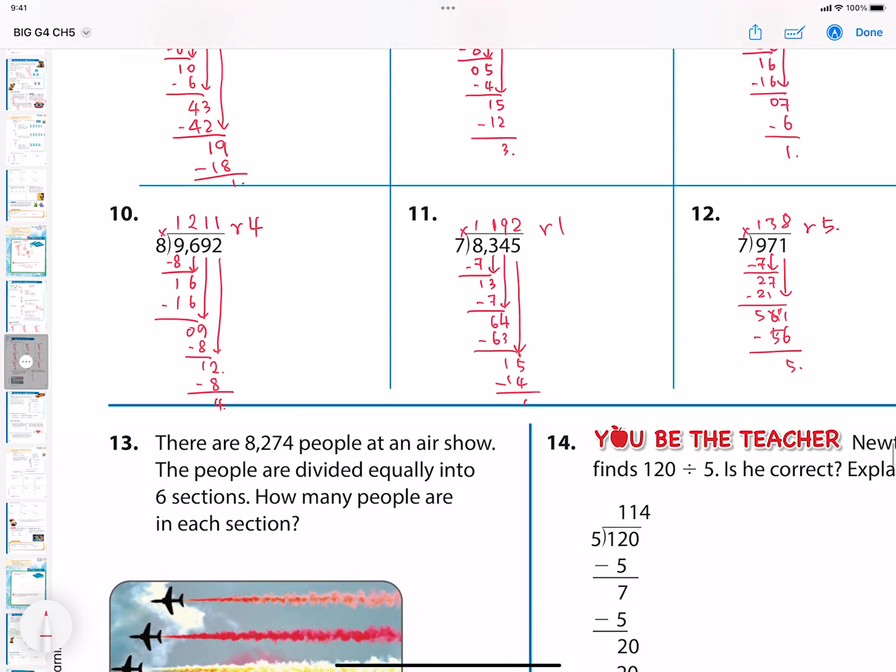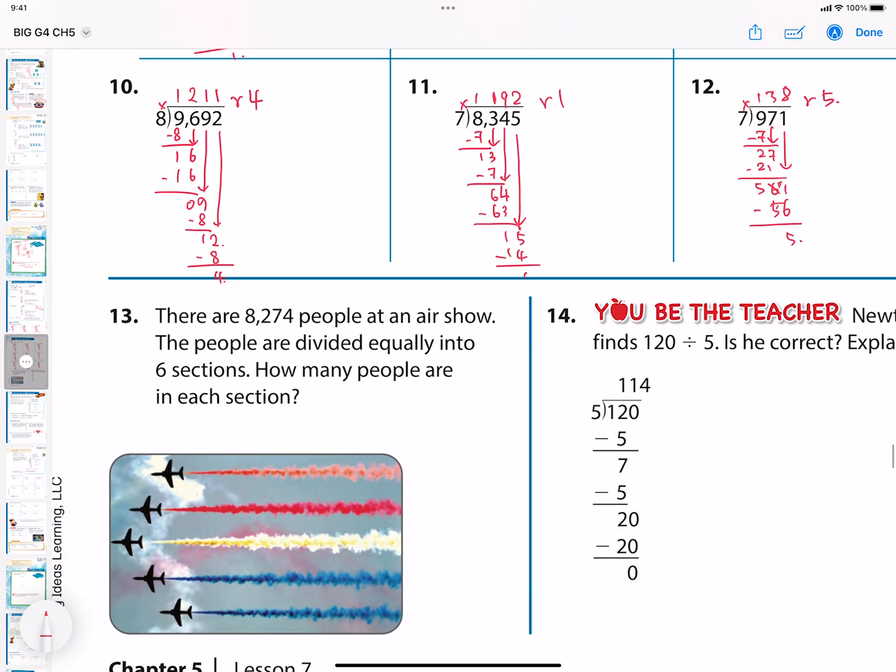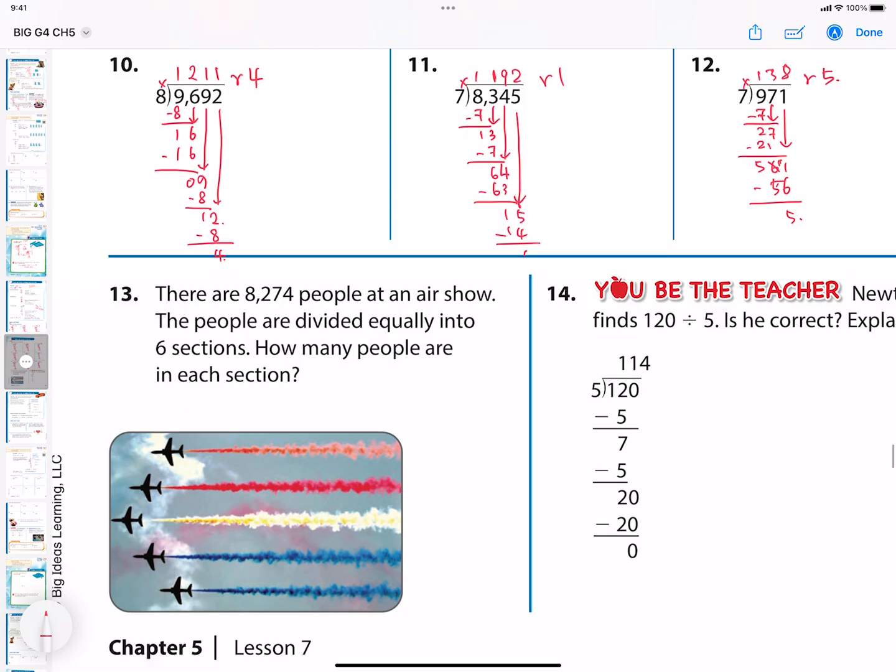Ooh, we did a lot, right? But this is very simple. It's kind of like mechanical. So you have to just follow the steps, okay? MSBR: Multiply, Subtract, Bring it down, Repeat, until you reach nothing to divide, okay?